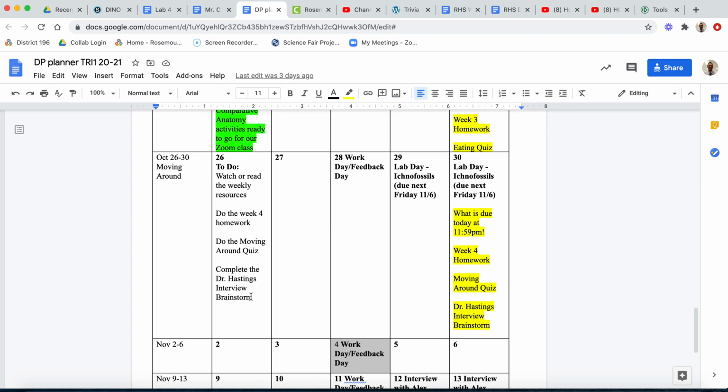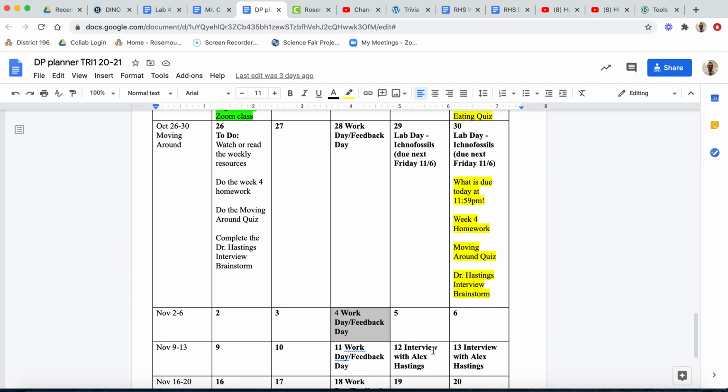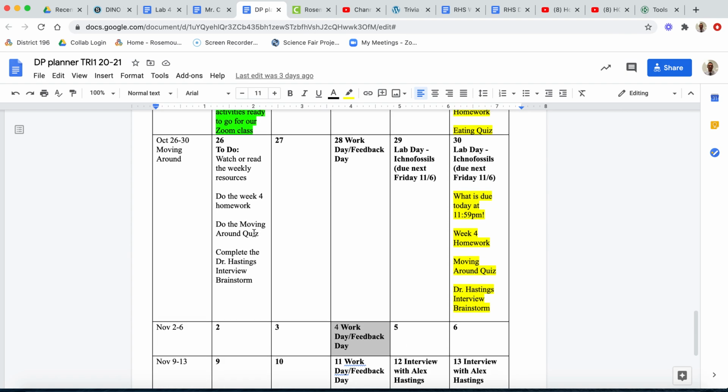This week I also want to get us ready for an interview that we have with Dr. Hastings. He's a vertebrate paleontologist who is in charge of the paleontology collection at the Science Museum of Minnesota. There's a brainstorm activity that I'm going to show you, and I'd like you to throw some questions in there, and then we'll narrow those questions down. When we see him on the 12th and the 13th, he'll walk us through some stuff, and then he can answer the questions that you ask. Okay, so you've got all week to do those things.